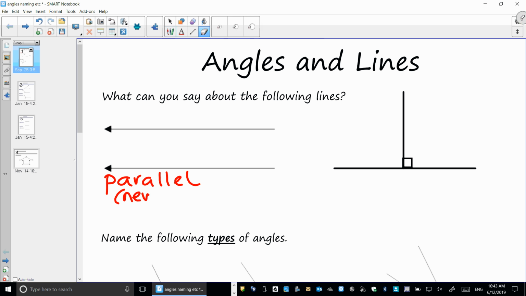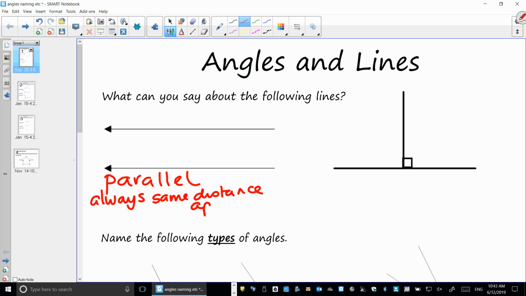No, actually I don't want to use that description. Okay, so they are always the same distance apart. That's what parallel lines are. They're always the same distance apart. Now it happens that they won't ever touch each other because they always stay the same distance apart, but that's what we would like to have as your description. So they're always the same distance apart.